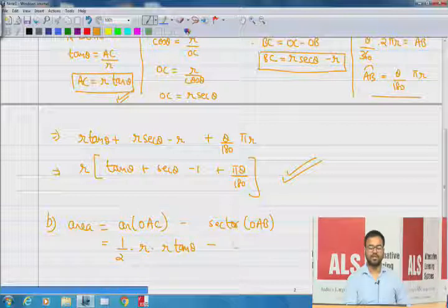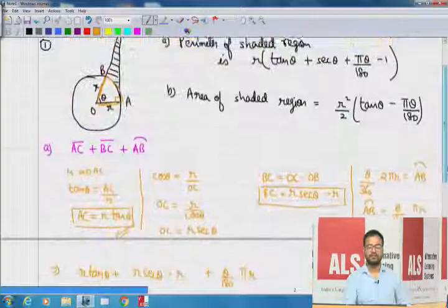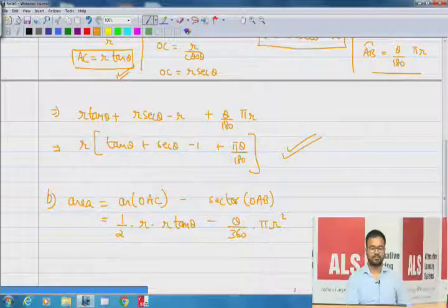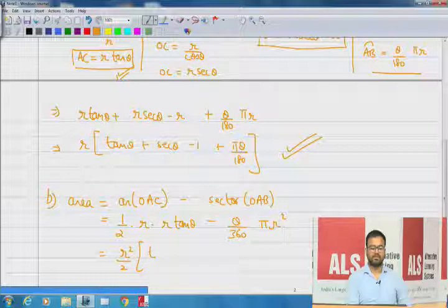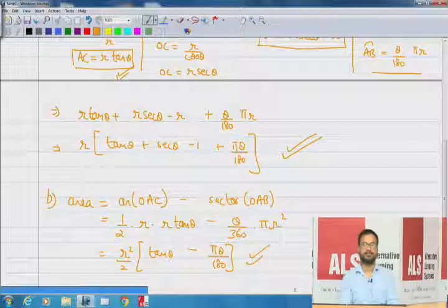So area of the sector will be theta over 360 into pi r square. Since we have to show this, we can take r square by 2 as common. If we take r square by 2 as common, we will be left over here with tan theta minus pi theta over 180. This is the area for the shaded region.